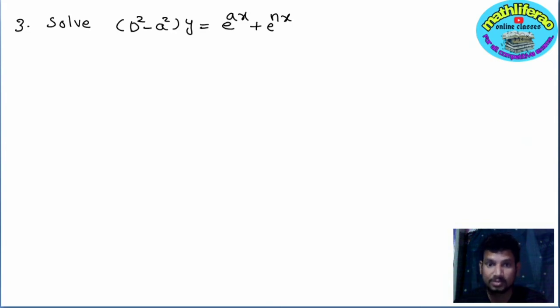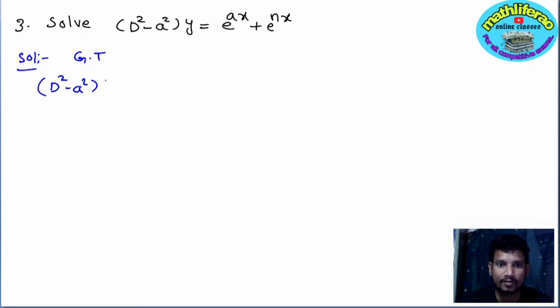Third question. So here solve d square minus a square y equal to e power ax plus e power nx. E power ax plus e to the power nx exponents. So here solution, given that d square minus a square y equal to e to the power ax plus e to the power nx. So the equation is in the form of f of d into y equal to q of x.